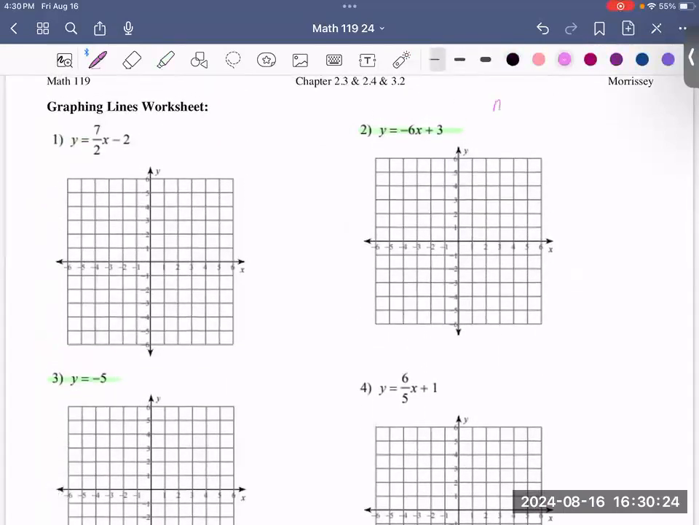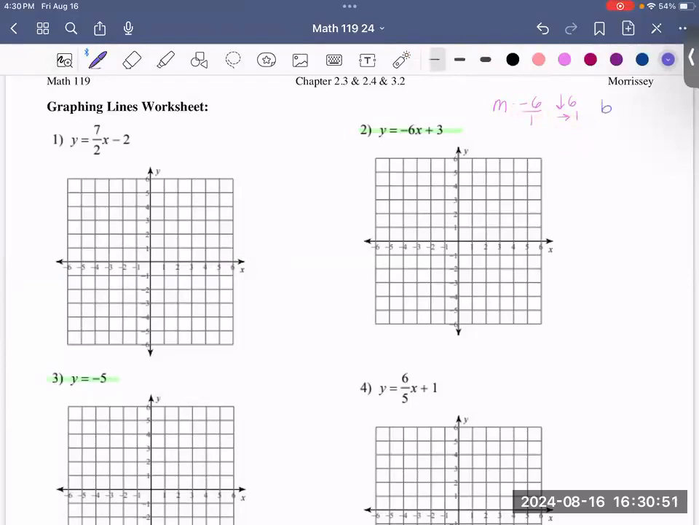Again, your slope is -6, and pause the video at any point in time. So we're going to go down 6 and over 1. The reason we're going to go down is because of this negative. Again, stay tuned for why that is if you're a little rusty on this stuff. So we're going to go down 6, and then we're going to go over by 1.